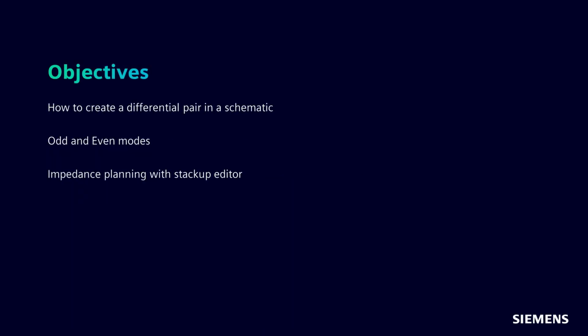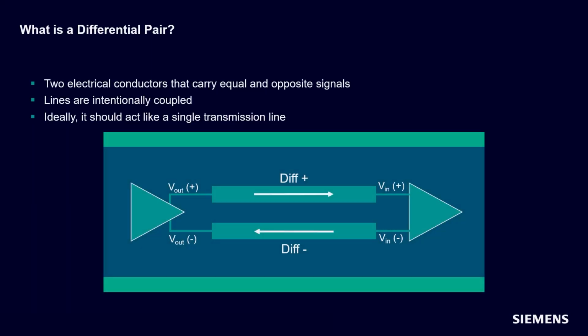The objectives for this lab are to understand how to create and configure different pairs within a schematic, to explore the concept of odd and even modes of propagation, and to utilize the Stackup Editor for effective impedance planning of differential pairs. A differential pair consists of two traces, ideally carrying signals that are equal but opposite.